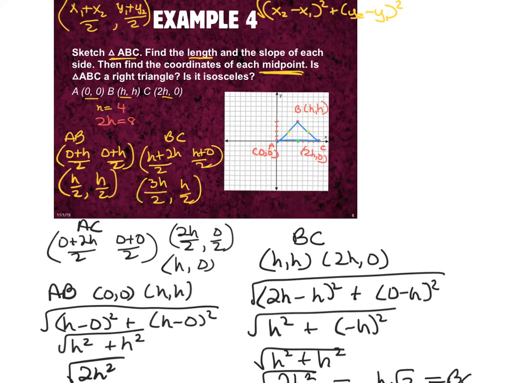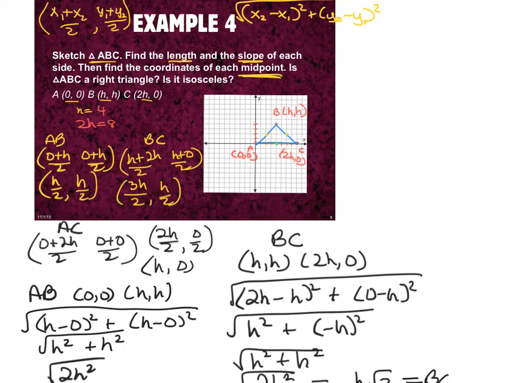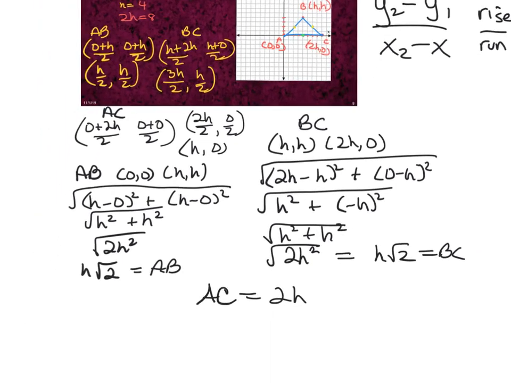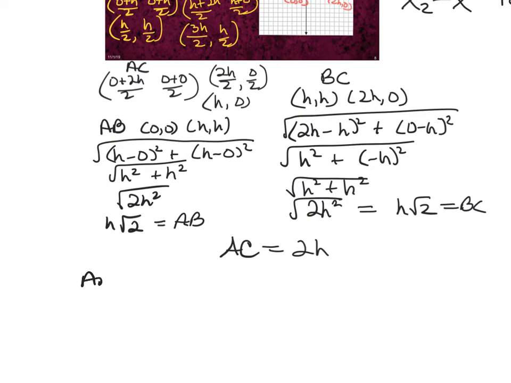So then now, my next thing that it asked for is to find the slope of each line. So again, I'm going to take those ordered pairs, and I'm going to calculate the slope. If you recall, the formula for slope is y2 minus y1 over x2 minus x1. Or you could count the rise and the run. I'm going to go ahead and use the slope formula. So the slope for AB is going to be h minus 0 over h minus 0. H over h gives me a slope of 1.